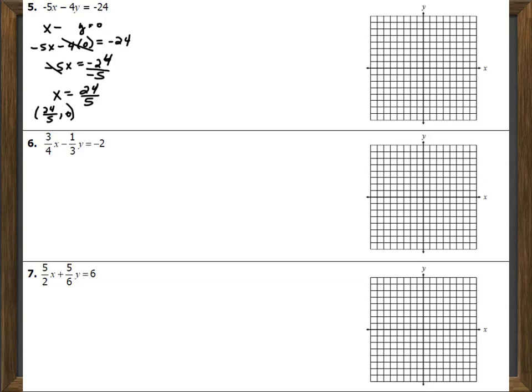Alright, then we go over to the next one. For the y-intercept, you make x equal 0. So we have negative 5 times 0 minus 4y equals negative 24. The 5 times 0 is 0. You end up with negative 4y equals negative 24. So when you divide by negative 4 to get 1y, y is equal to 6. And so my point is 0, 6.